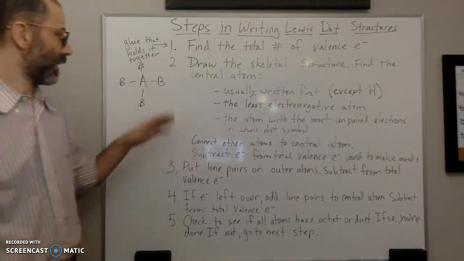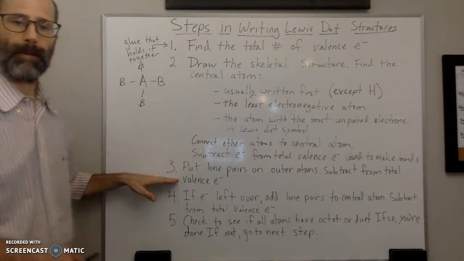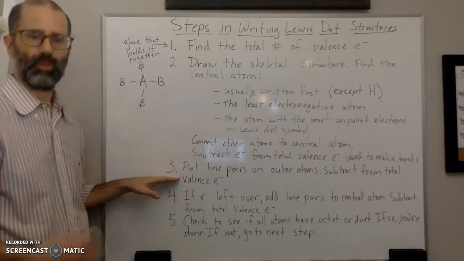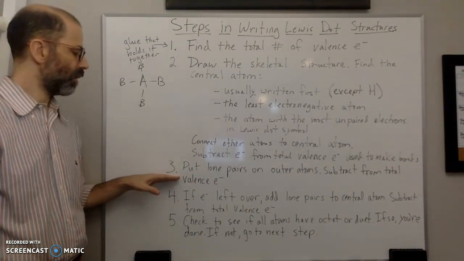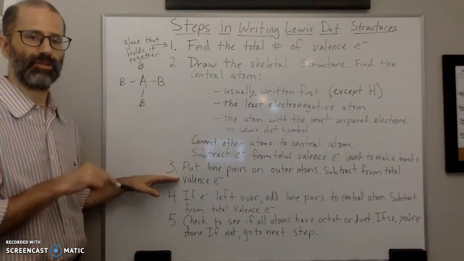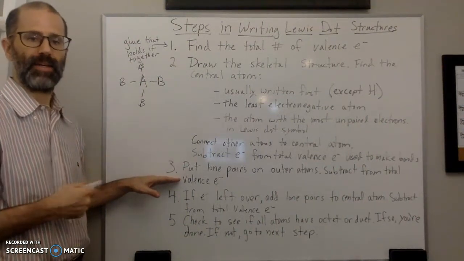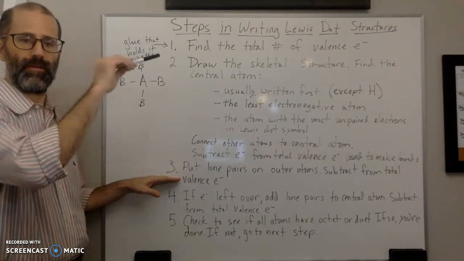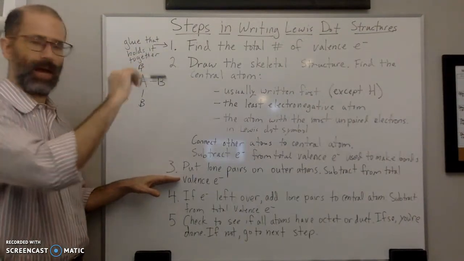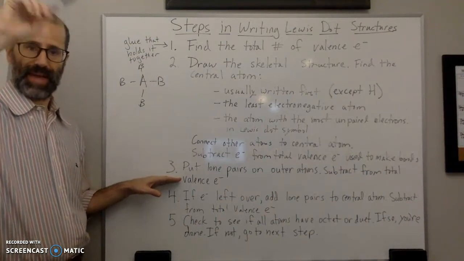Okay, so that's the second step. The third step is if I have electrons left over, which most of the time I will, you're going to put lone pairs on the outer atoms first, not the central atom. You're going to put them on the outer atoms to give them an octet. So you're going to put lone pairs on the outer atoms to make them have 8 electrons.